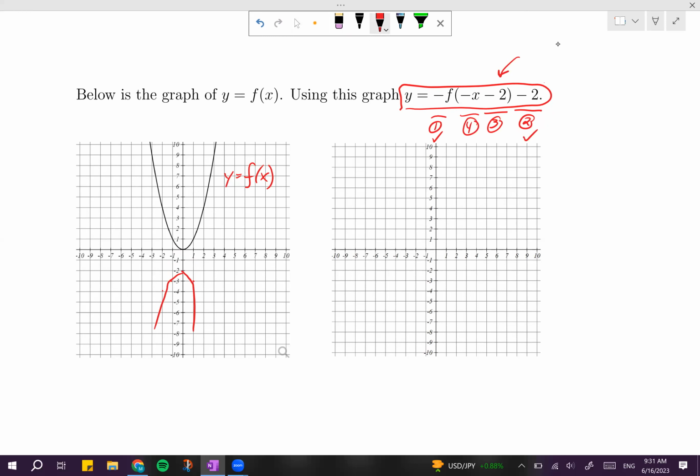Then this -2 tells me I'm going to take my function and move it to the right 2 units. So I'm going to take my function and move it to the right 2 units. So now I'm going to have something that looks like this.